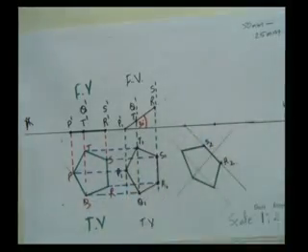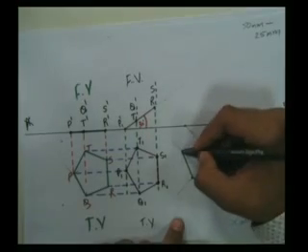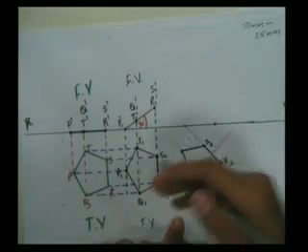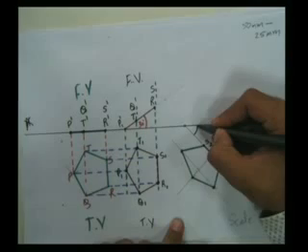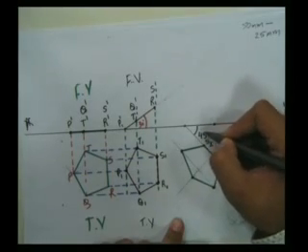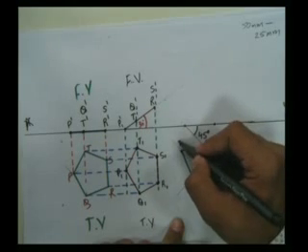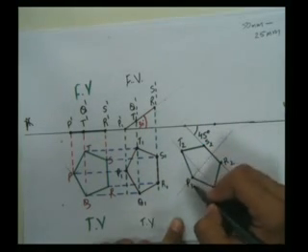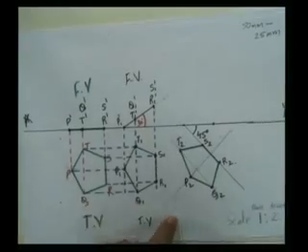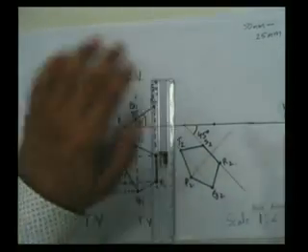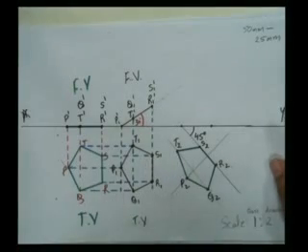So I've replicated the same pentagon at 45 degrees with respect to VP, and this is my T2, this is my P2, and this is my Q2. Next thing that I need to do is I need to extend. I hope this much is clear to you.